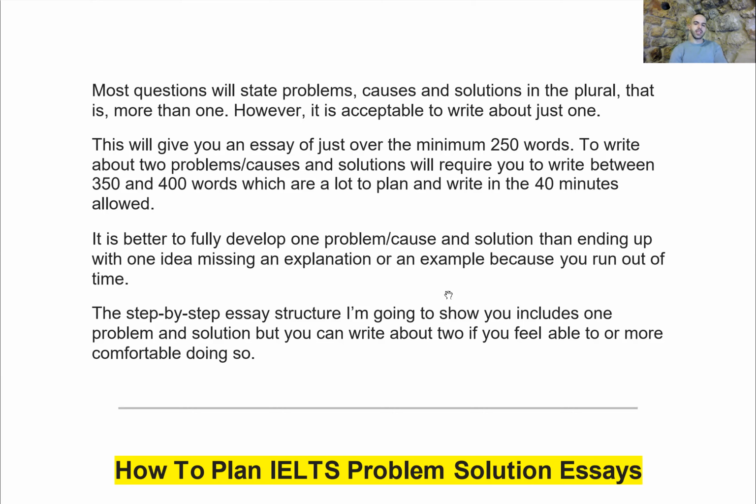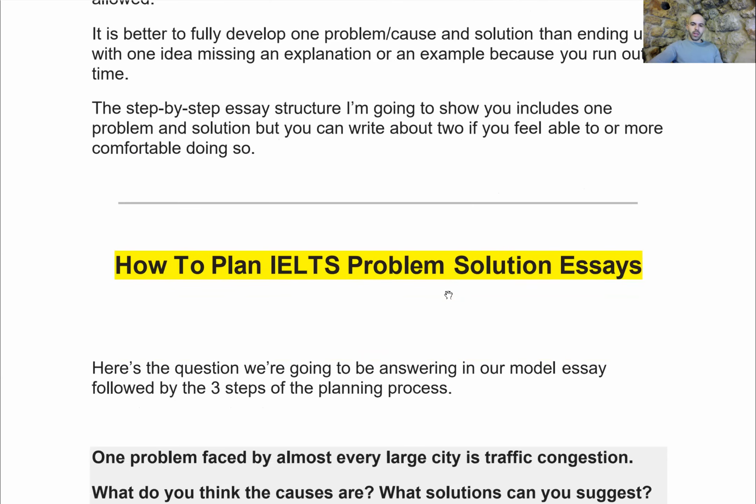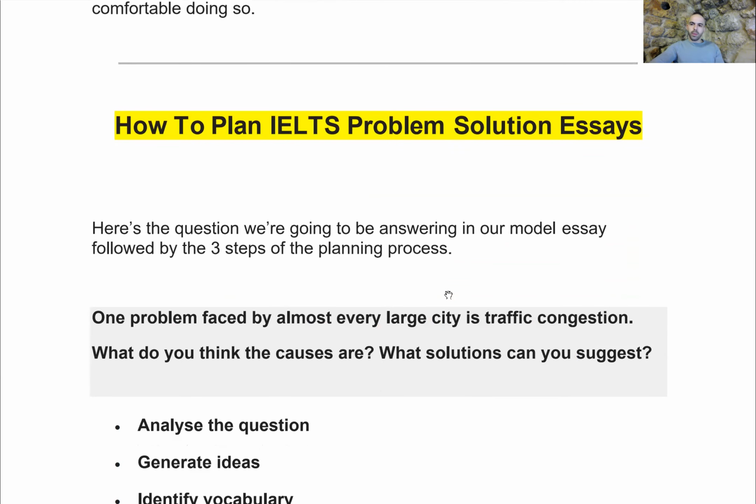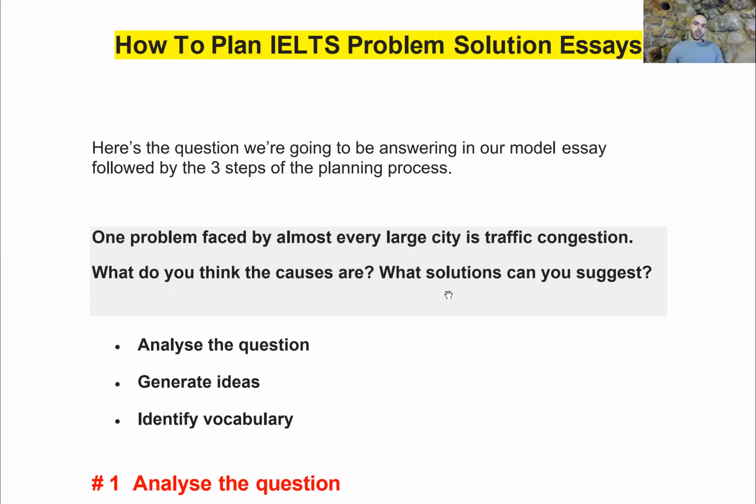So the step-by-step essay structure I'm going to show you includes one problem and solution, but you can write about two if you feel able to or more comfortable doing so. So now, how to plan IELTS problem solution essays. Here is the question we are going to be answering in our model essay, followed by the three steps of the planning process. The question says: one problem faced by almost every large city is traffic congestion. What do you think the causes are and what solutions can you suggest? So you need to analyze the question at first, generate ideas and identify vocabulary.